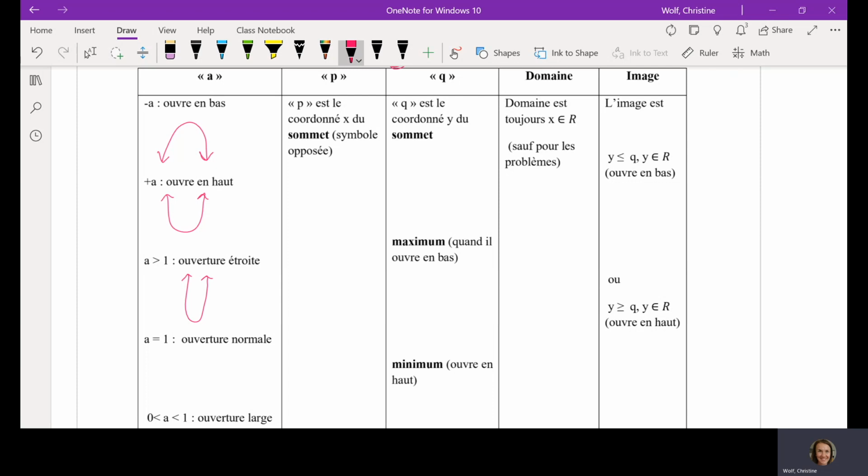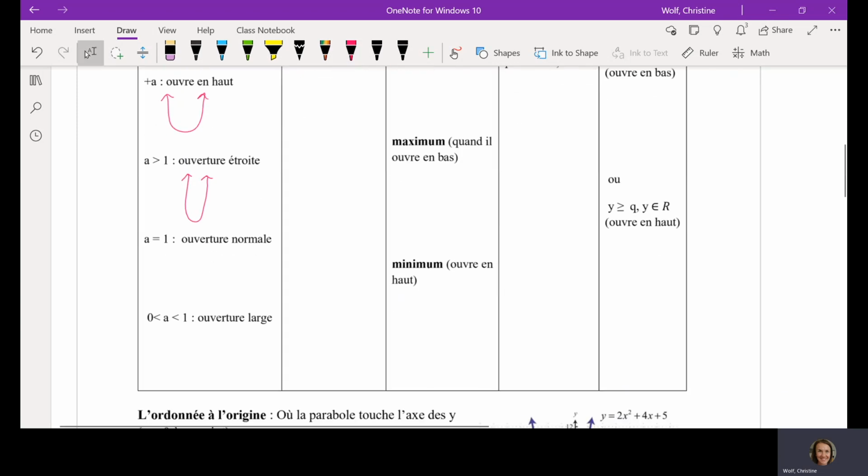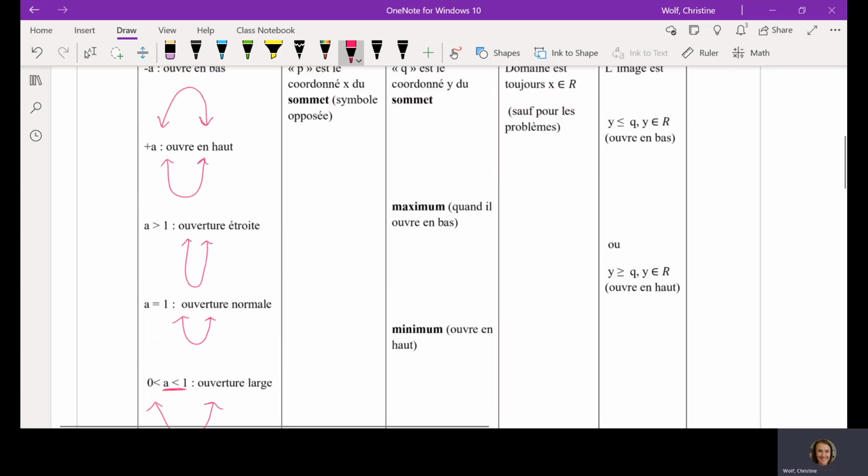Okay, so if A is bigger than 1, so if A is like 2 or 4 or 6, it's going to be really narrow, skinny. Okay? Si A est égal à 1, it's exactly 1, ça va être une ouverture normale. So not too skinny, not too fat. Si A est plus petit que 1, OK, ça va être large, so really fat. Okay? All right. So, ça c'est A.